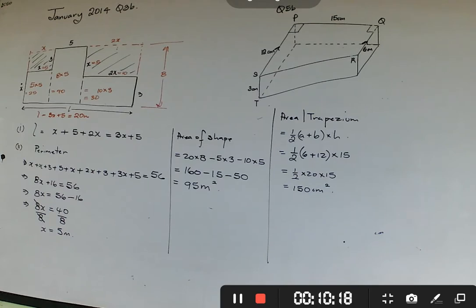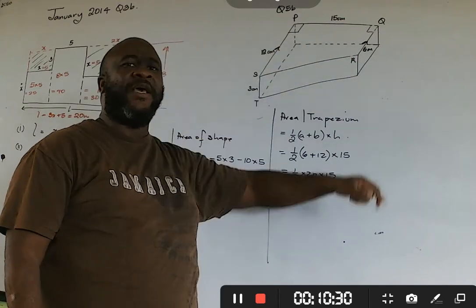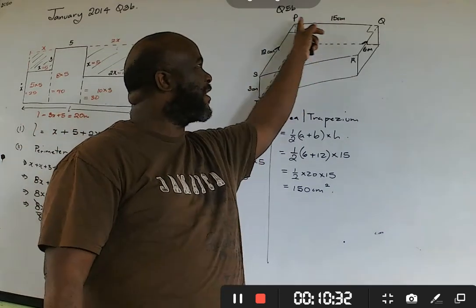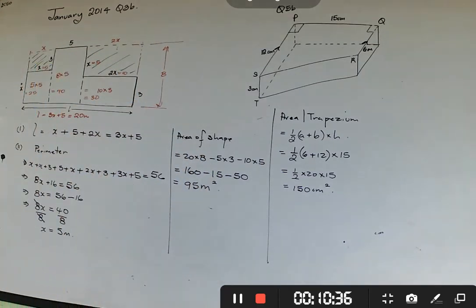As I said, A and B are the two parallel sides. A and B, two parallel sides. H is the perpendicular distance between them. In telling you the two parallel sides, I'll tell you what the perpendicular distance between them is.